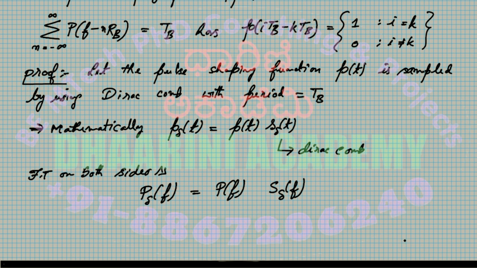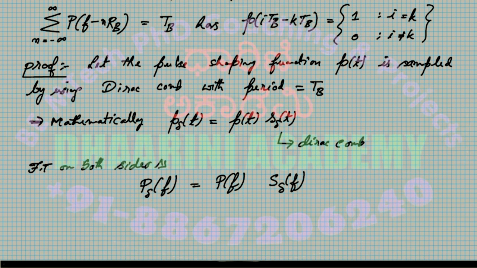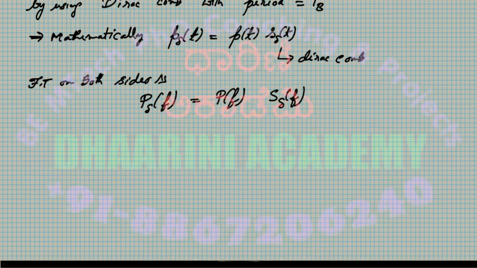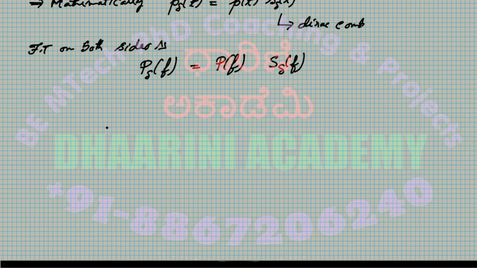No problem. We have a property of Fourier transform that is called the convolution property. I'll write the property here. If you write x of t convolution y of t, the Fourier representation will be X of f into Y of f.